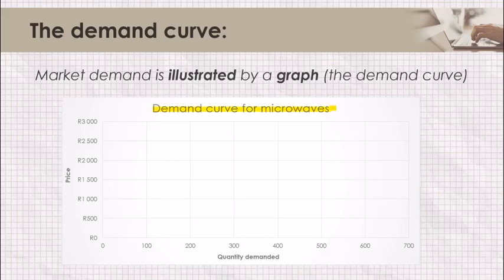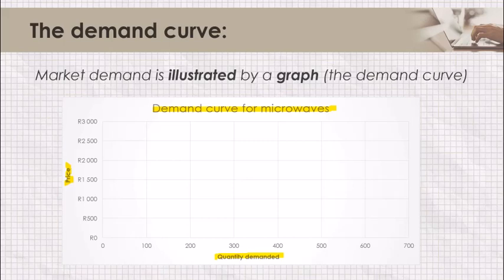Okay, so don't try to be too fancy. Demand curve for this product that we're working with is microwaves. Something else is quantity is always at the bottom of the curve, or the x-axis or the horizontal axis, whichever one makes sense to you. Quantity is always down at the bottom, and then price is always on the side, or the y-axis or the vertical axis.